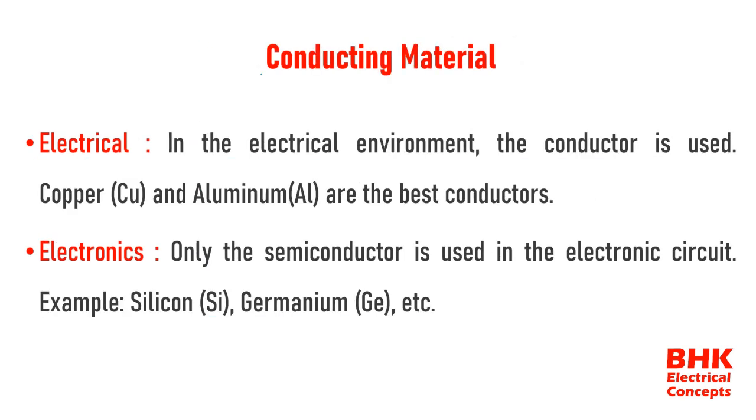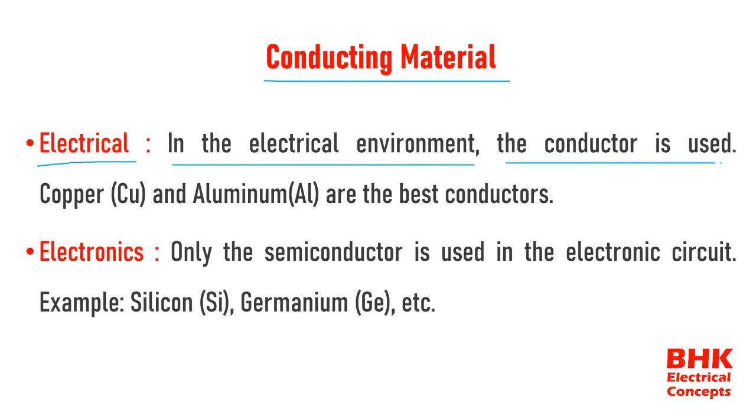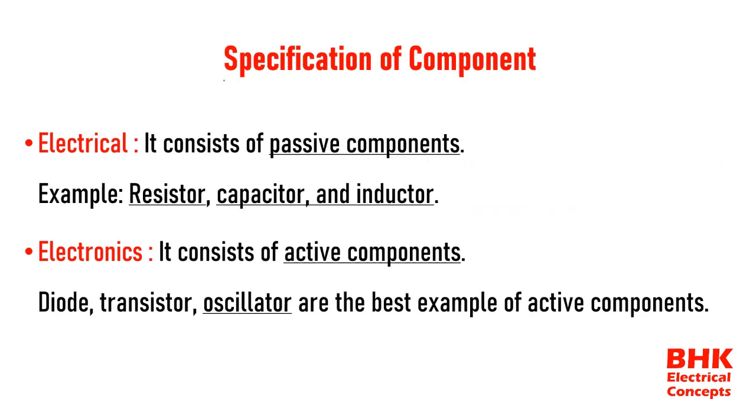Now coming to the conducting material used in electrical and electronics. First is electrical. In the electrical environment, a conductor is used. Copper or aluminum are the best conductors used in electrical systems. But in electronics, the material used for designing electronic circuits is always silicon or germanium.